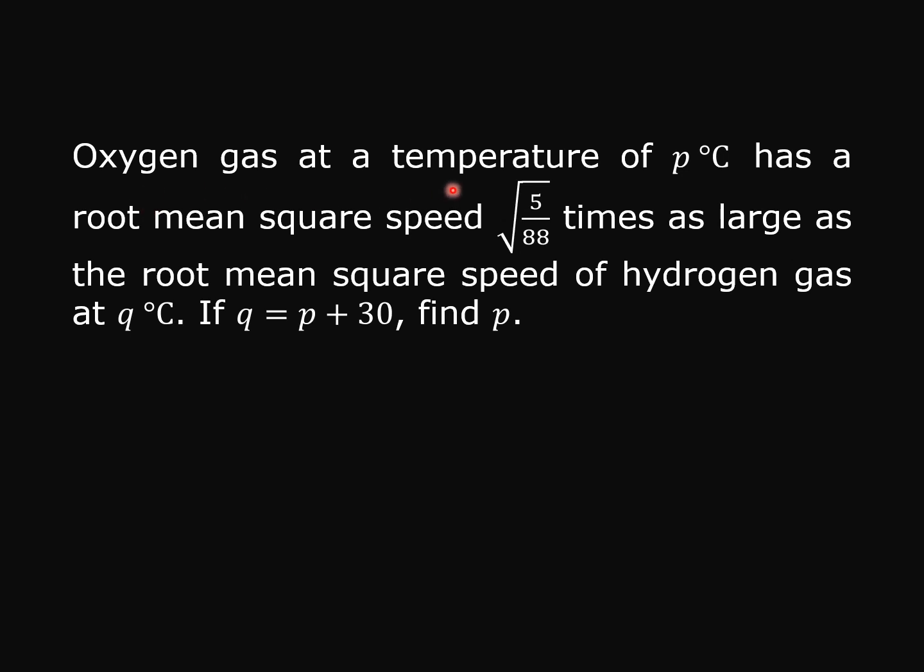Oxygen gas at a temperature of P degrees C has a root mean square speed square root of 5/88 times as large as the root mean square speed of hydrogen gas at Q degrees C. If Q is equal to P plus 30, find P.